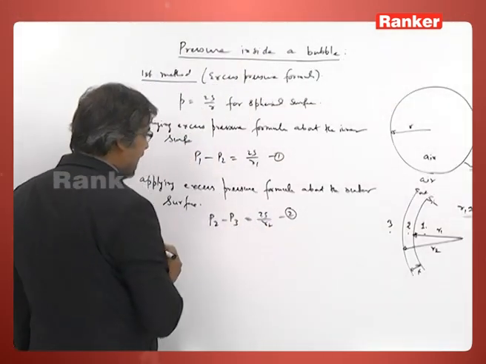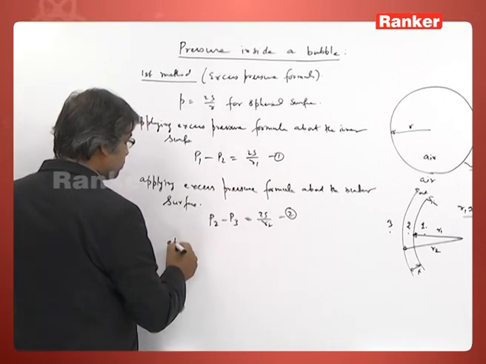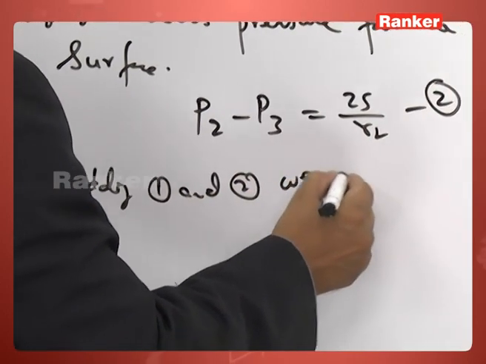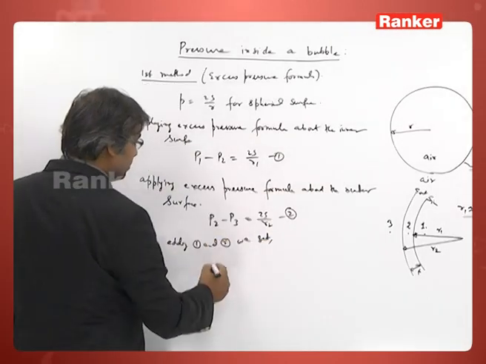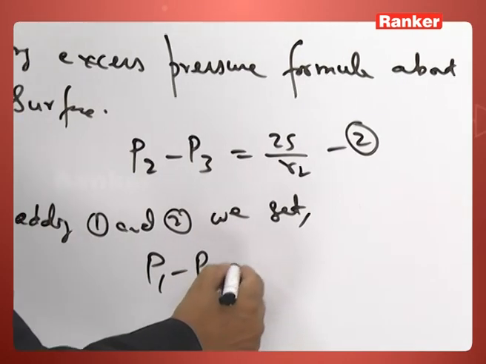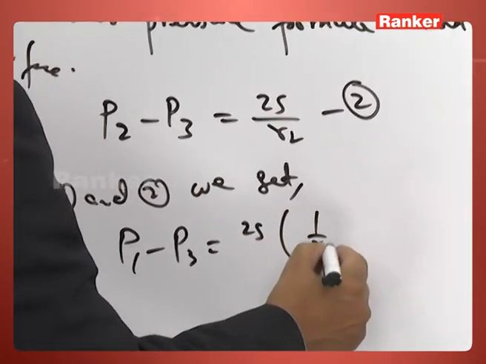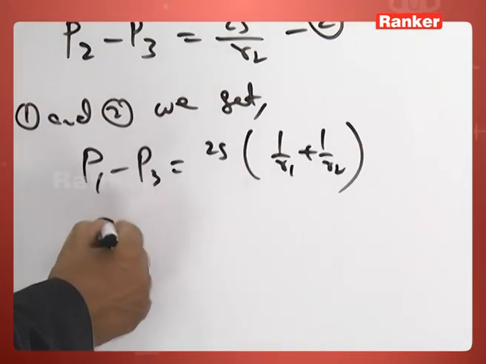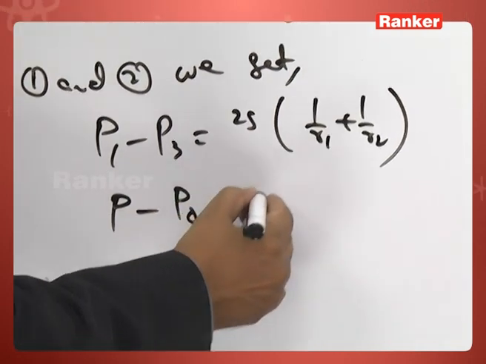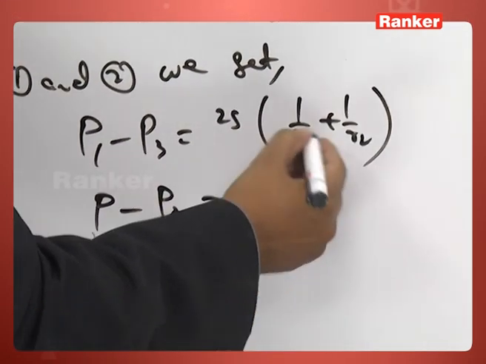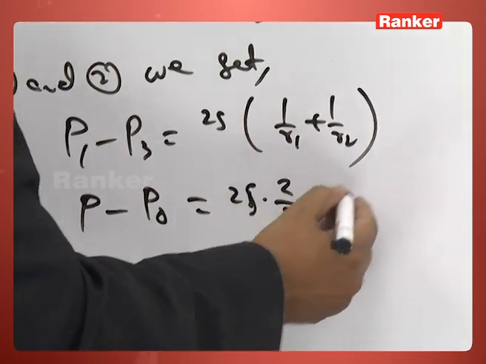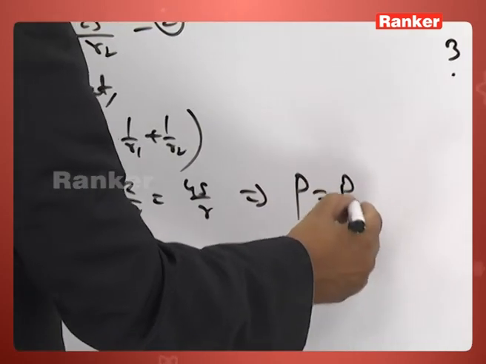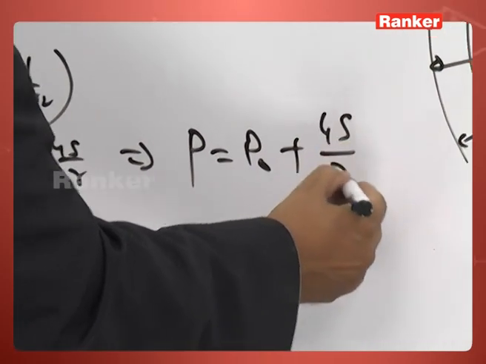So, now let us add up 1 and 2. Adding 1 and 2, we get, P2 cancels, P1 minus P3 is 2S times (1 by R1 plus 1 by R2). Now, P1 is pressure inside, P3 is outside pressure, and 2S times 2 by R because they are the same. So, that is equal to 4S by R. Thus, inside pressure is greater than outside pressure by 4S by R.